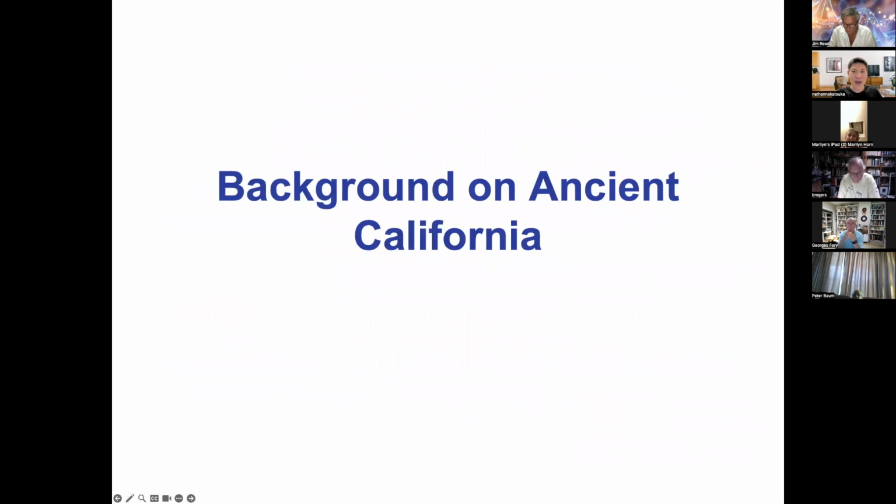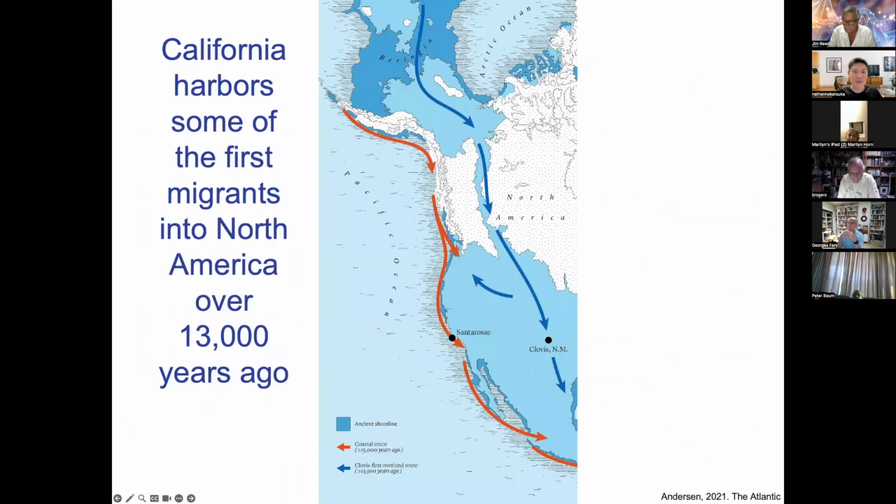First, I'll start with some background about ancient California. I'm going to start by talking about why this region we now call California is a very unique and important place for Native American history. The history of the people in the Americas, as I said before, began around 16,000 years ago. It was thought that one of the first routes they traveled was likely along the western coast, with some of the first people migrating near the ocean.